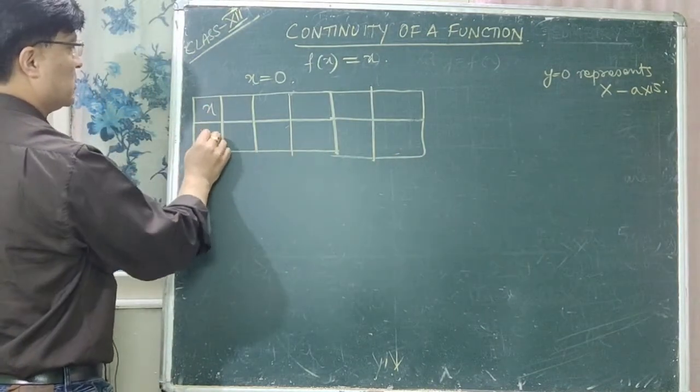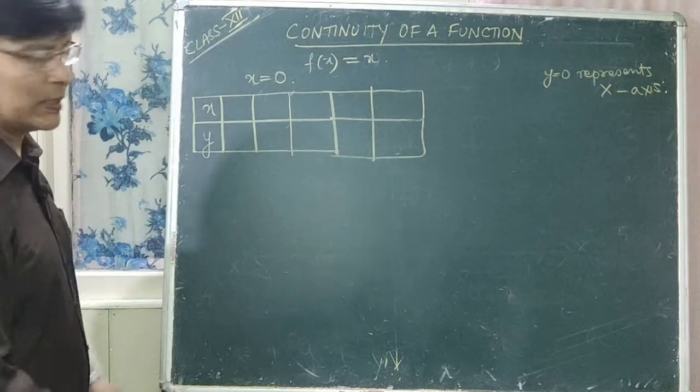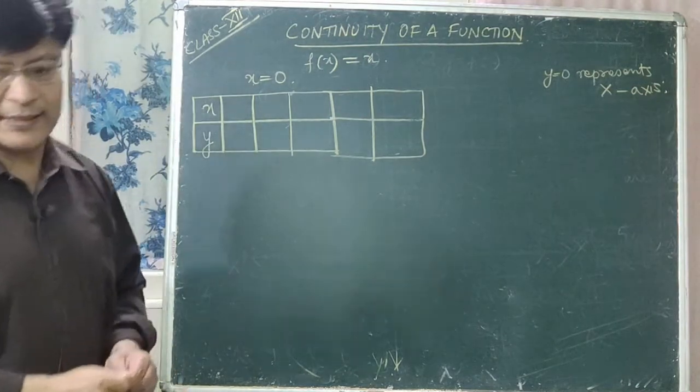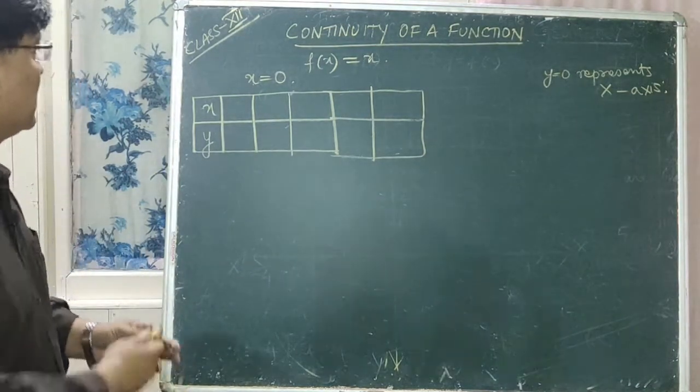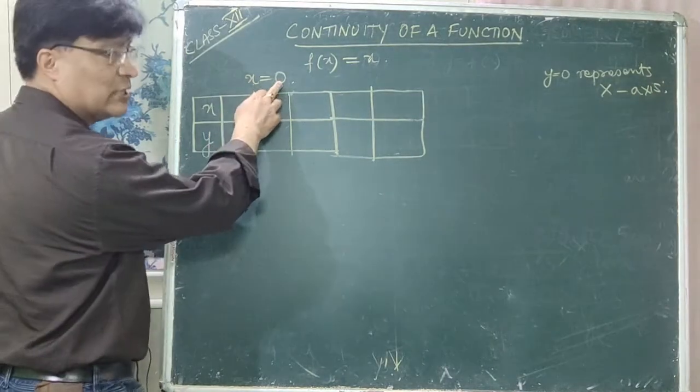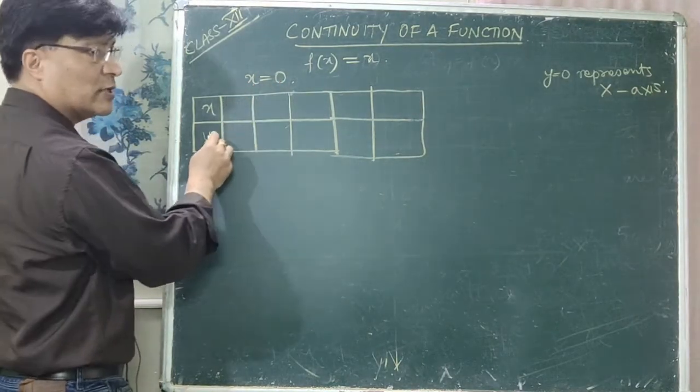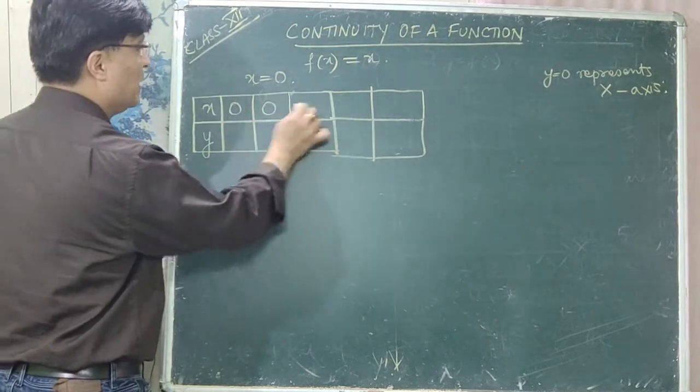Suppose this is x and this is your y. Right. Now here all the values of x are 0, because x is equal to 0 is constant. So x will be 0.